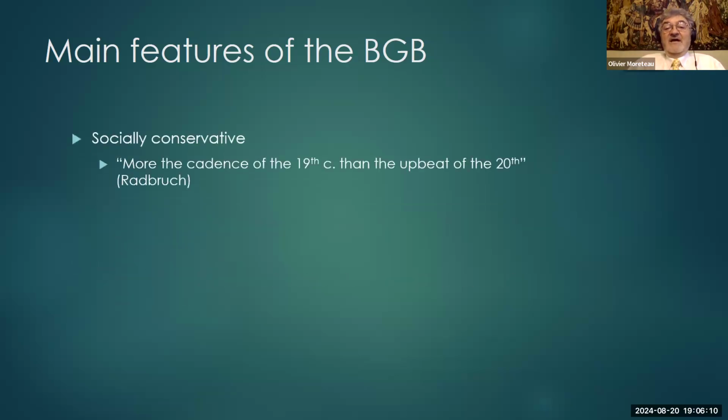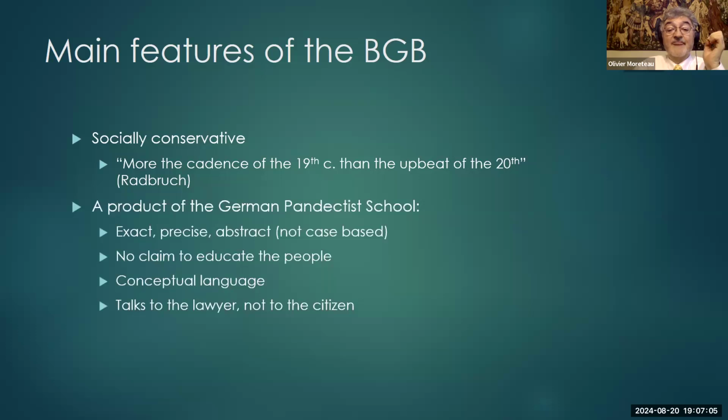So if you look at the mood of this code, you'll find that it is very socially conservative. As much as the French code was progressive in many respects and was an anticipation of the 19th century, the German code is looking behind and gives the ideology and the cadence that has developed during that 19th century. It is not much of an anticipation of the century that was inaugurated with its entry into force. The scholar Radbruch, Professor Radbruch, said it has more the cadence of the 19th century than the upbeat of the 20th. And it's very much a product of the German Pandectist school.